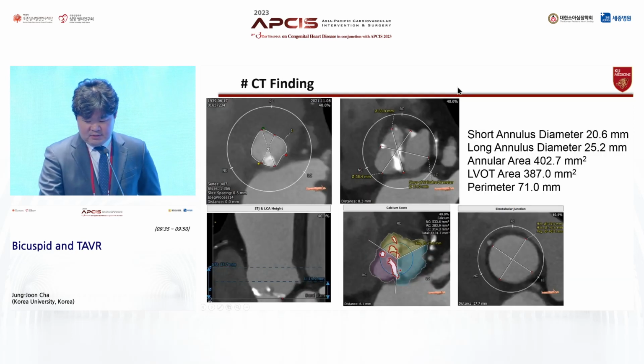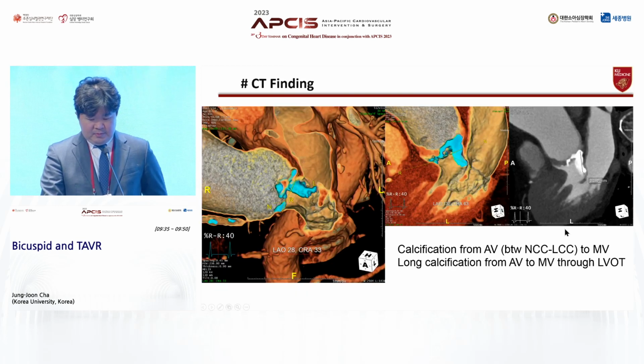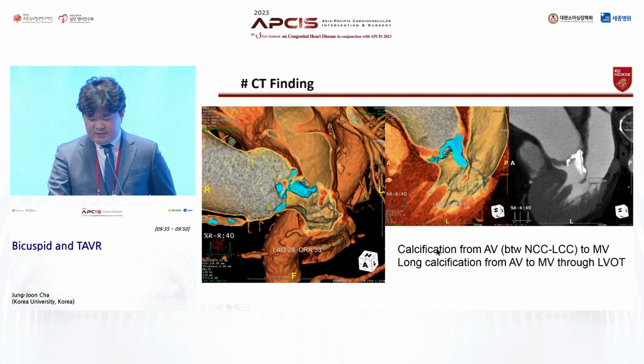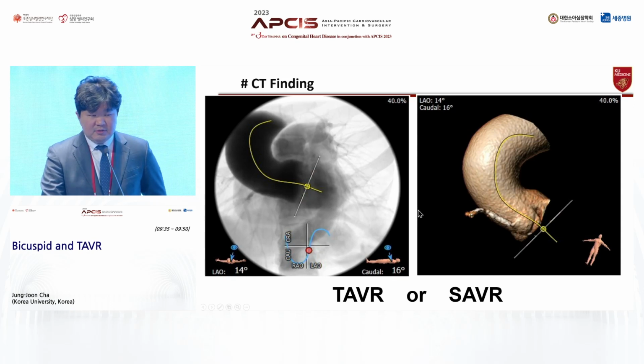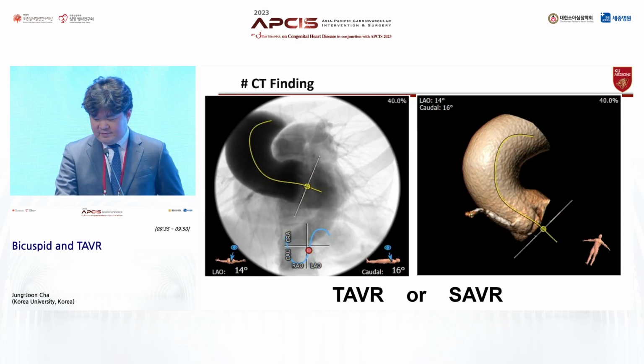And CT finding says that annulus area is 400 and LVOT area is 387. The parameter is quite small and the ST junction is quite big. The CT showed long calcifications from the aortic valve to the mitral valve between the NCC and LCC. And the aortic angle is quite steep, which is called the horizontal aorta. So, which strategy do you prefer for this patient, SAVR or TAVR?